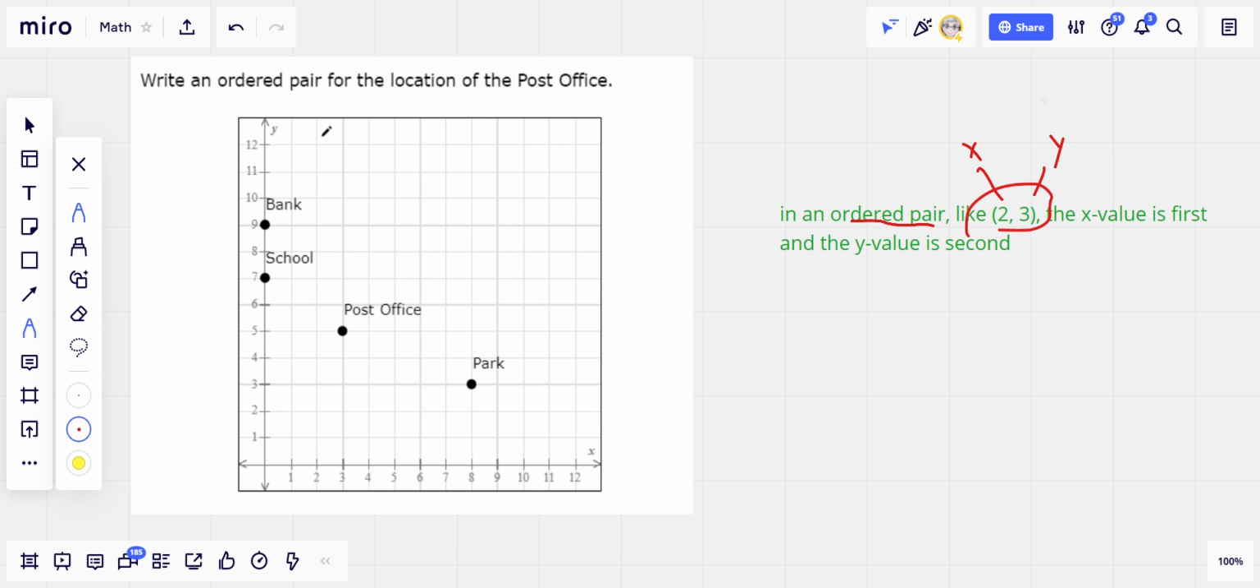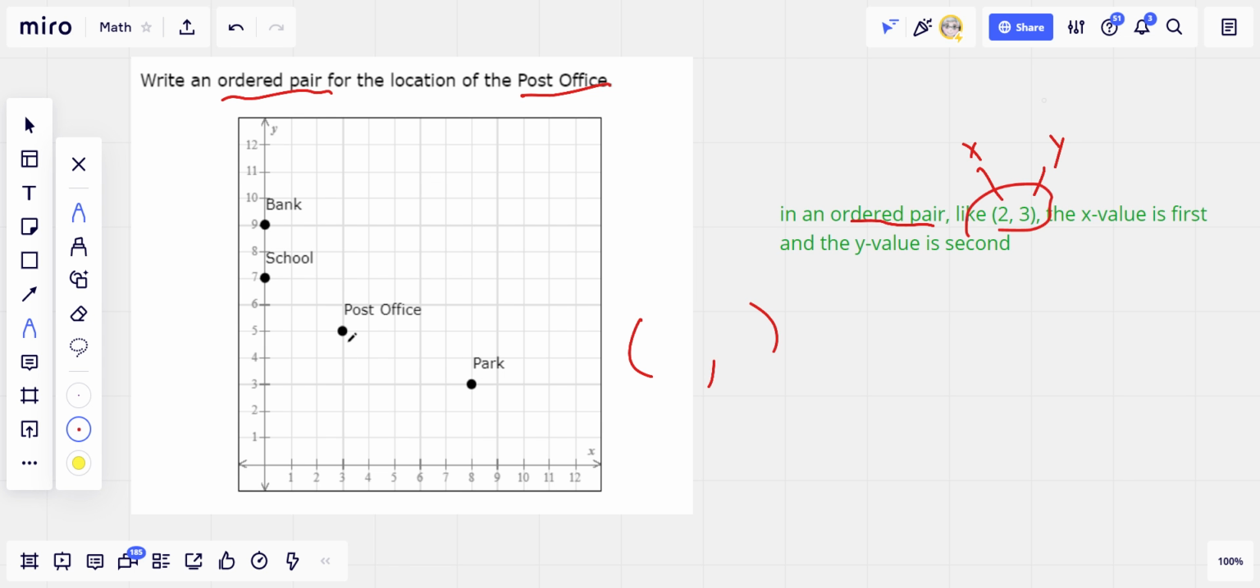In this particular problem, they want us to write an ordered pair for the location of the post office. So here's the post office right here. So we need basically just to have a set of parentheses with a comma in between and two numbers. The first number is the x value.